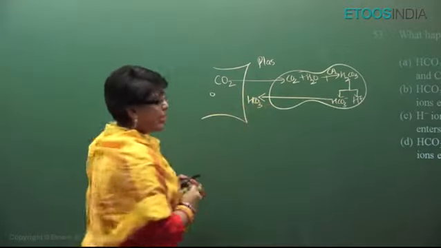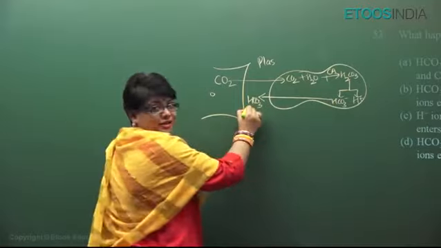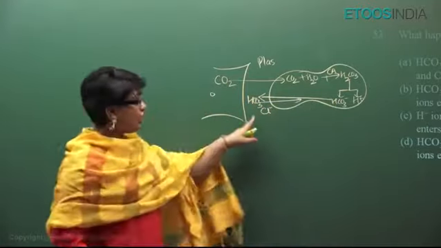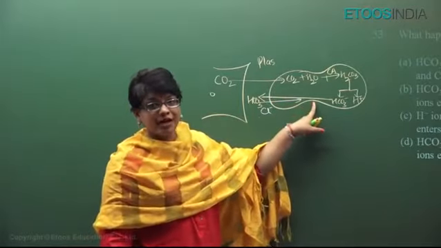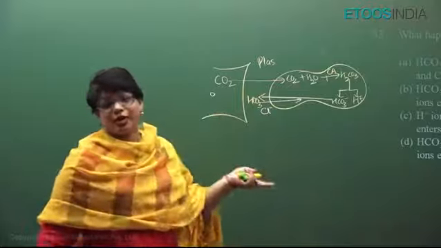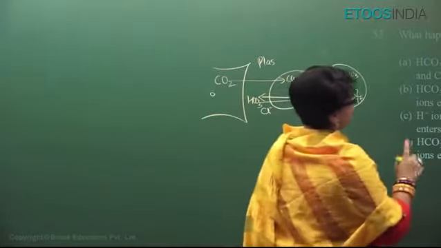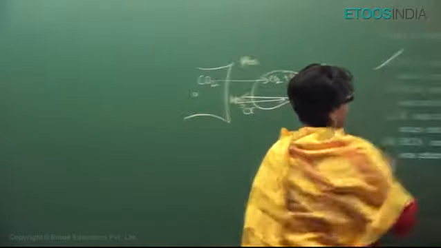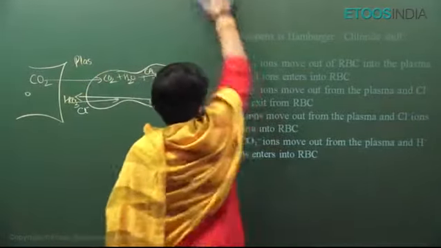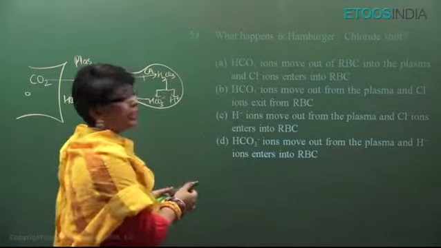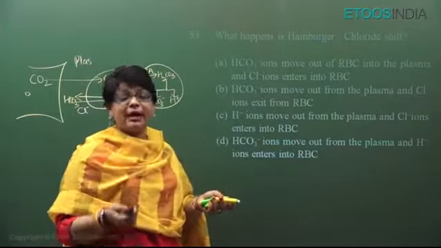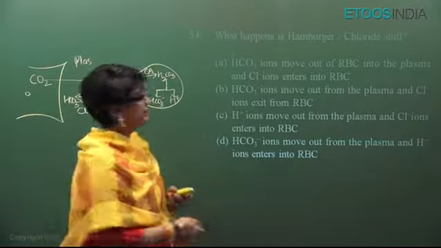And from the plasma, because one negative charge has come out, chloride, one negative charge, will go inside. So chloride is going from plasma into RBC. Bicarbonates are coming from RBC into plasma. This is chloride shift or Hamburger phenomenon. So bicarbonates move out of RBC and chloride enters into RBC. Alright. The answer is option A. Related to CO2 transport, 70% of CO2 is transported as these bicarbonates through the plasma.